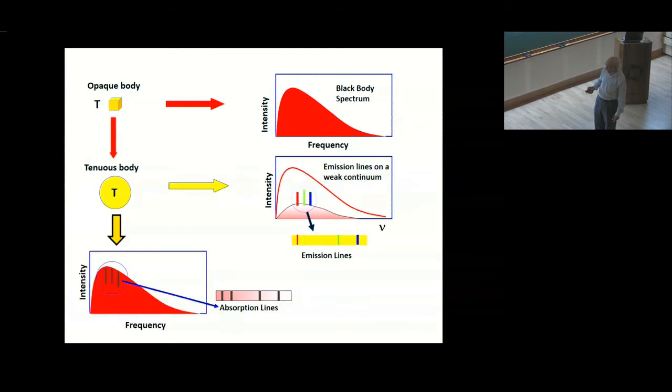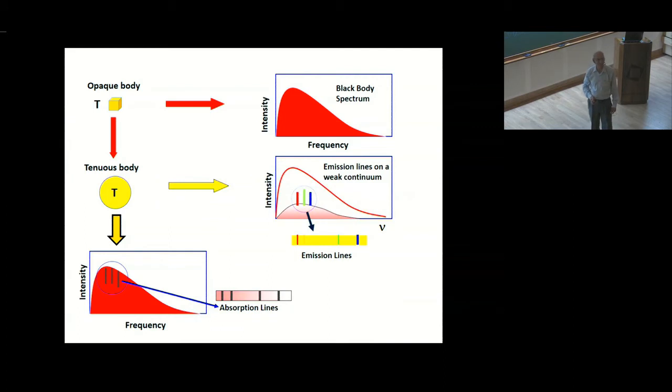Kirchhoff's third law: if radiation from an opaque body passes through a tenuous body, you see the spectrum of the black body, but at some discrete frequency, the intensity is eaten away by this tenuous body, and you see absorption lines corresponding to the same frequencies that the atom would emit, and this is what Fraunhofer saw.